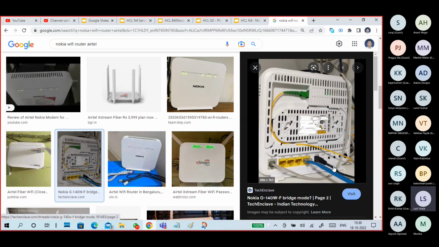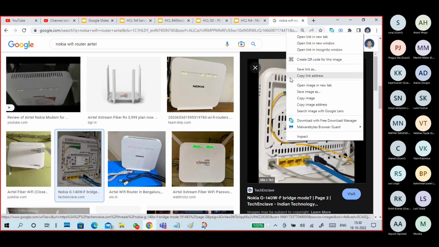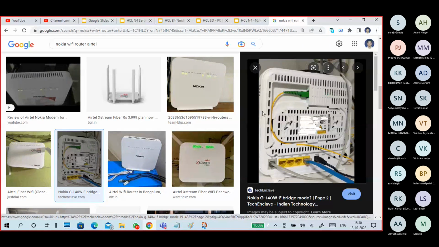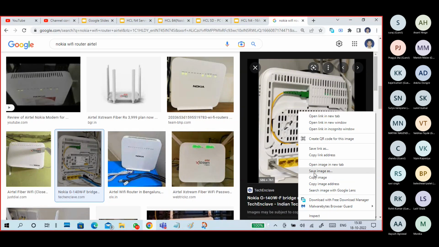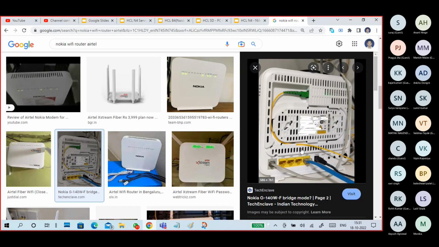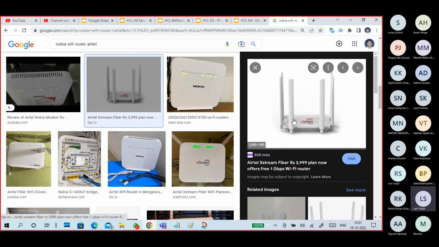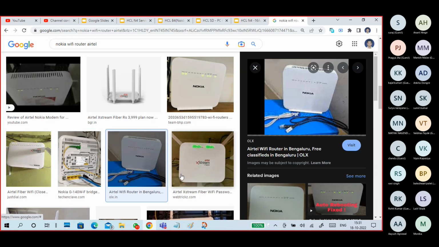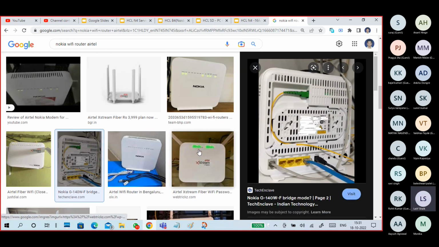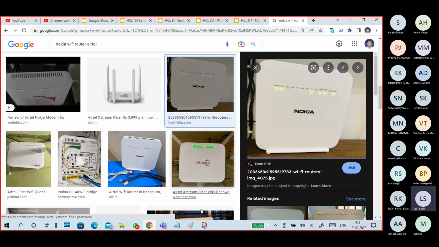The black one is power. This is the LAN connection to go to the system directly. And this is the telephone wire. Some routers come with antennas, some have no antennas. Whatsoever it is, guys, there is an LED status.